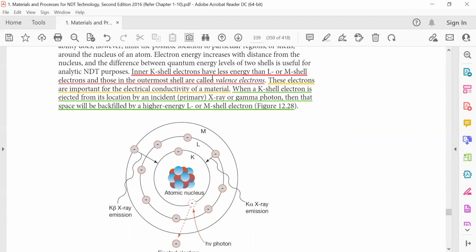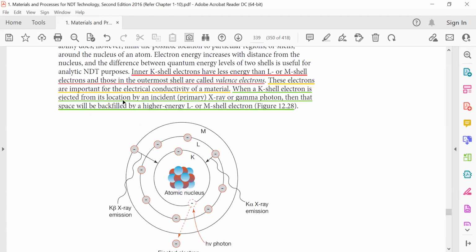The inner shell K electrons have less energy than L and M shell electrons. Those in the outermost shell are called valence electrons. These electrons are important for the electrical conductivity of a material.